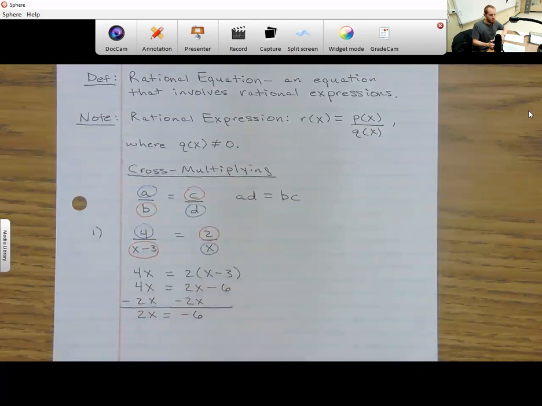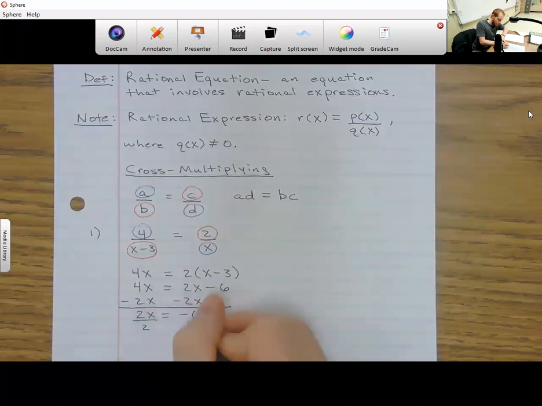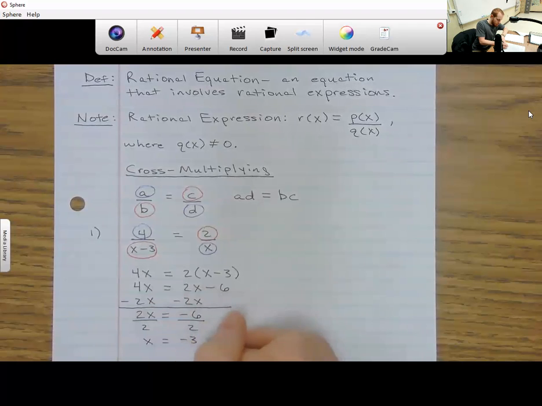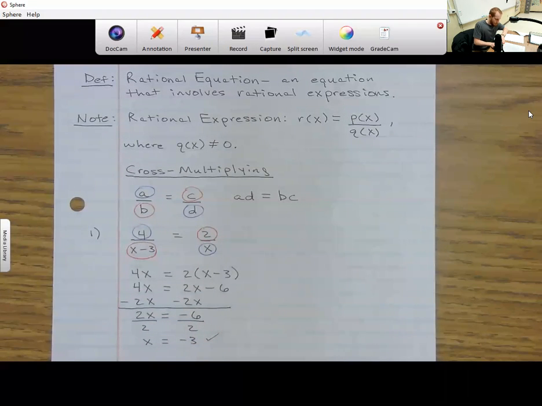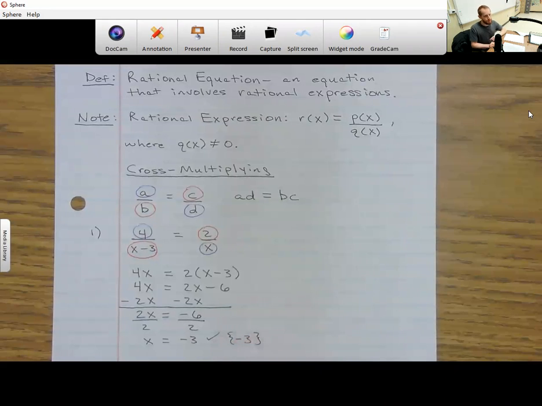The last thing I need to do is get rid of that 2 out in front, and I can do that by dividing by 2 on both sides. So when I divide by 2, I'm going to get negative 3. So that's going to be my answer, negative 3. I put that in the solution set. All right, so that's cross multiplying.